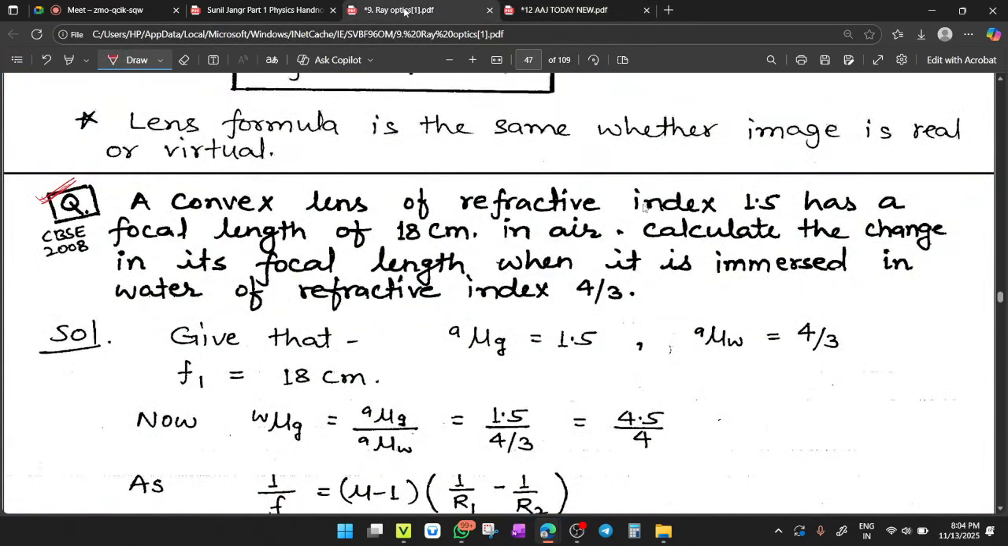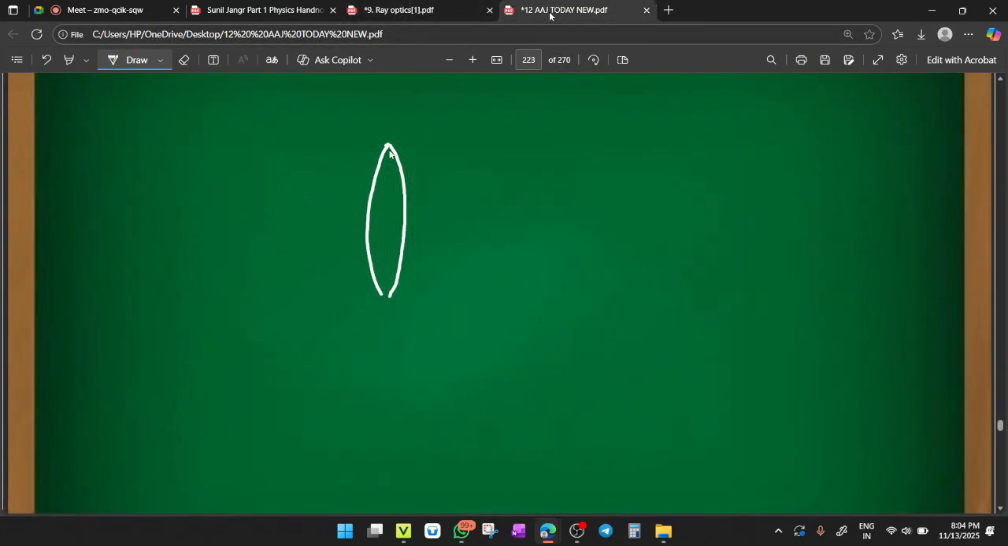So, we have this one as a convex lens, and the refractive index is 1.5. This means the outside medium may be air. So this is mu a, so mu a equals 1, and inside it is mu g, so mu g equals 1.5. Okay. So as the outside medium is air, the relative refractive index a mu g is also equal to 1.5, because with respect to air, the absolute refractive index is counted as the relative refractive index.